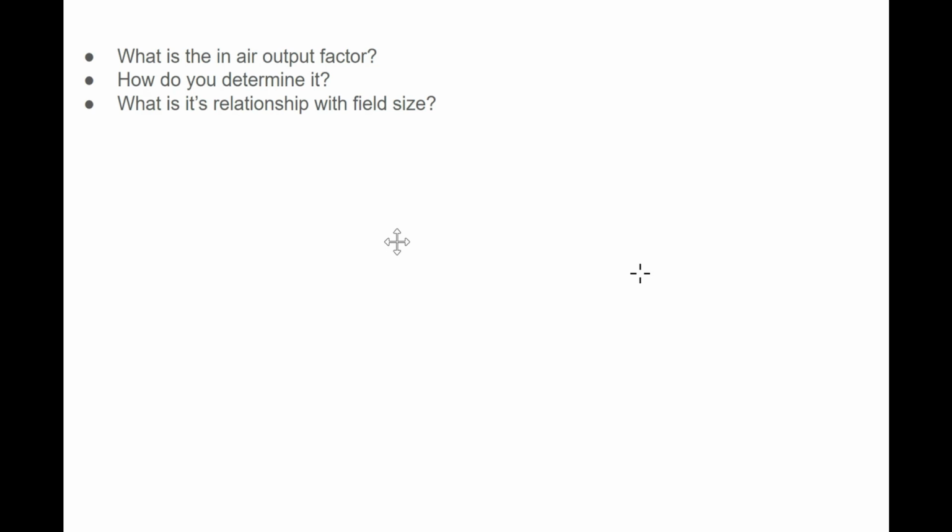This question asks, what is the in-air output factor? How do you determine it? And what is its relationship with field size? So the in-air output factor is simply the ratio of output in air for a given field to that of a reference field. Again, reference field most of the time is a 10 by 10.